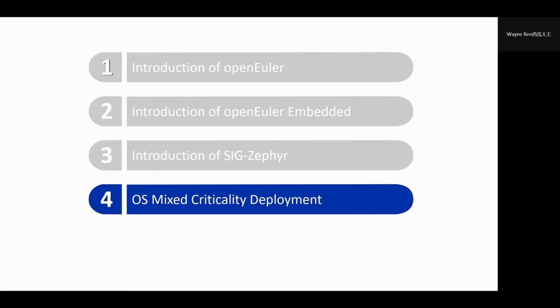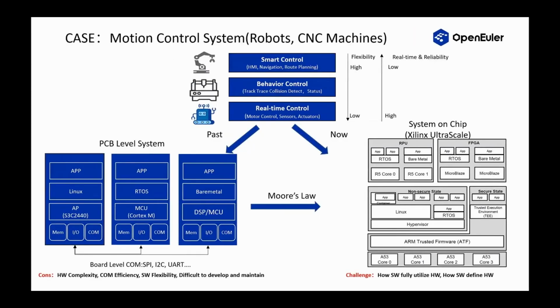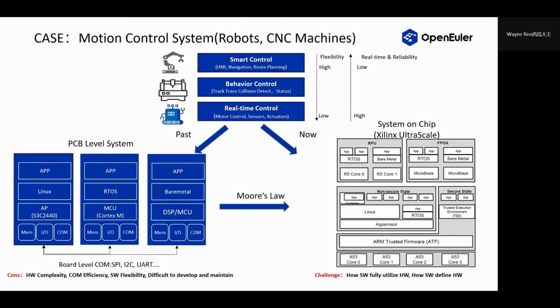Okay, the final part, also the technology part of my talk today. How do we implement OOS mixed criticality deployment of openEuler plus Zephyr? First, I want to make some introduction of the background, taking a motion control system as an example. It was my research field 10 years ago, and it can be found in robots and CNC machines.